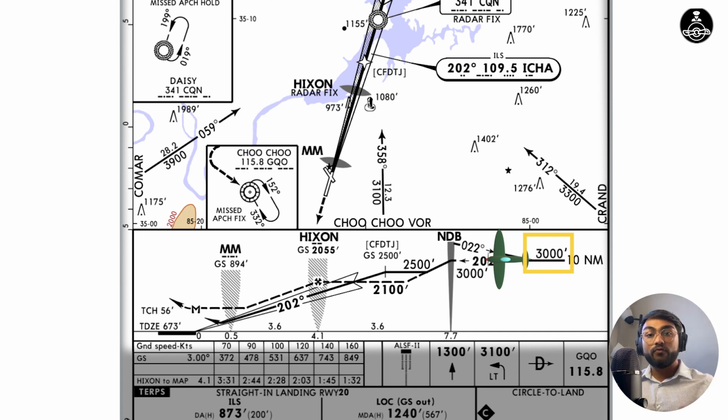Whenever you are established on the final approach course, that is the time to transition to the profile view. Now I'm looking at the profile view because that is what you will be flying on the final approach course. So 3000 feet is the altitude that I will maintain until the NDB, the Daisy NDB. After the NDB, I can descend to 2500 if I'm doing the ILS, which is what I'm briefing for.